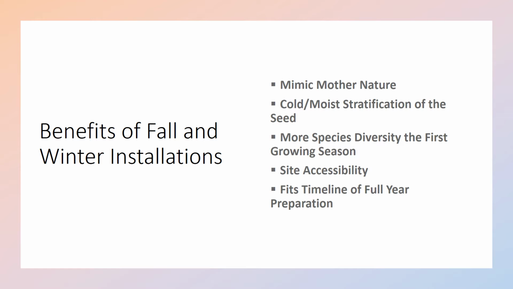So let's look at benefits of fall and winter installations first. So the first thing is, for most of your native plants, they grow, they produce flowers, they produce seed. The seed falls off in the late summer and early fall, falls to the ground, and you get new growth the following year or so. So you mimic Mother Nature. That's how the seeds have evolved, and it's a good way to just help them along as they fit your project, doing what Mother Nature does.